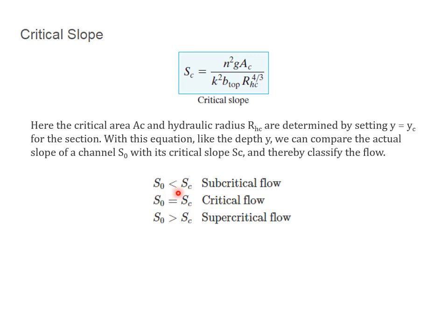So if S0 is less than SC, it's subcritical flow. If they're equal, it's critical flow. And if S0 is greater than SC, it's called supercritical flow. And we'll see some of these in some of the examples we'll look at later on.